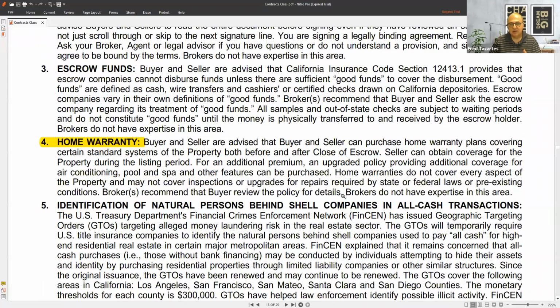Home warranty. We recommend that the seller always buys a home warranty for a few reasons. One, it protects them for a year in case all of a sudden the water heater doesn't work, the air conditioner doesn't work, the dishwasher. Who's the buyer going to make the first call to? Their agent. Their agent will call you and say, hey, we just bought this house 2 months ago and now the dishwasher didn't work. You must have known it didn't work. Home warranty takes care of that.